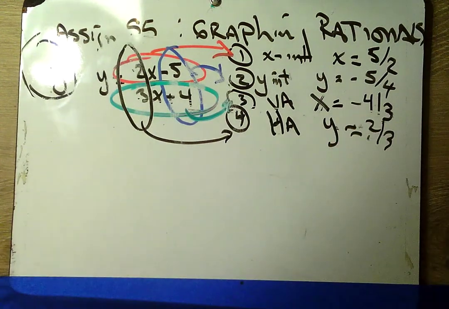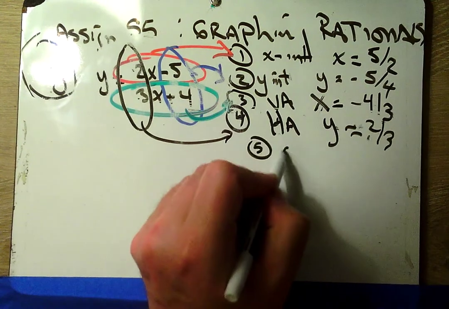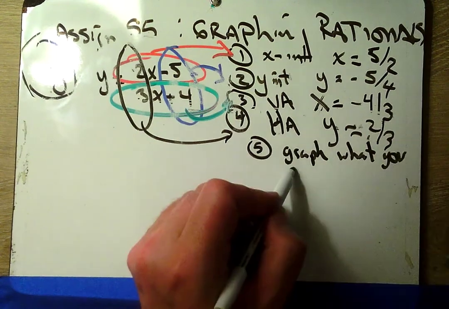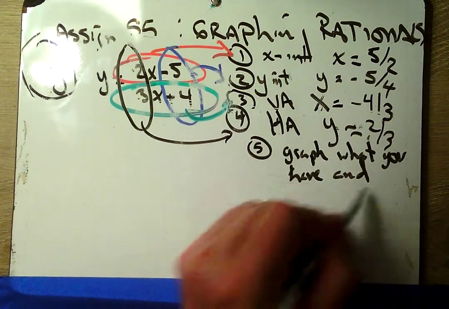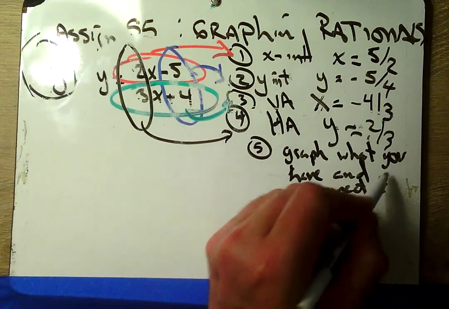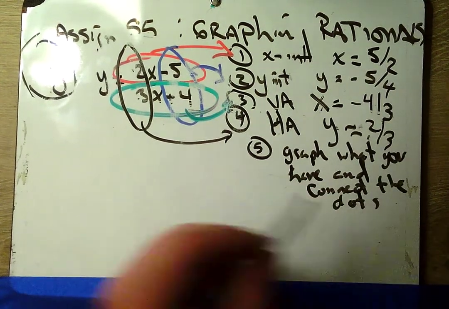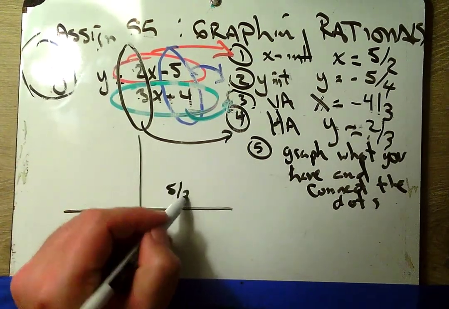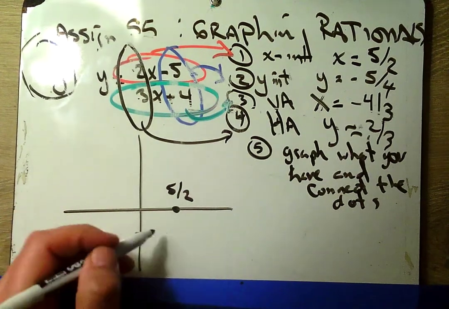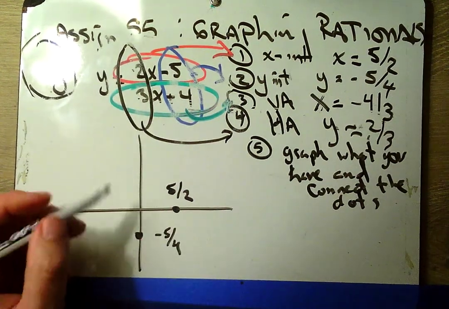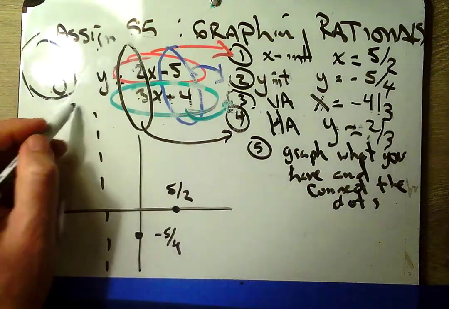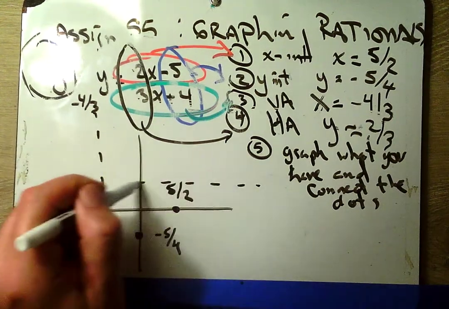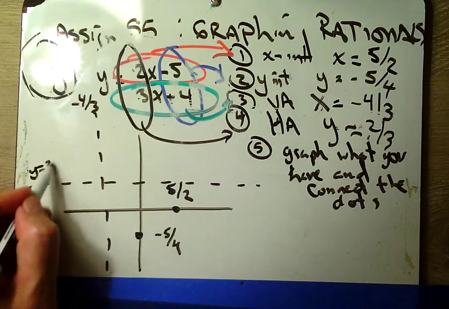Okay, so let's now, step 5, graph what you have and connect the dots. So we've got an x-intercept over here at 5/2, a y-intercept at -5/4, a vertical asymptote at -4/3, and a horizontal asymptote at y equals 2/3.